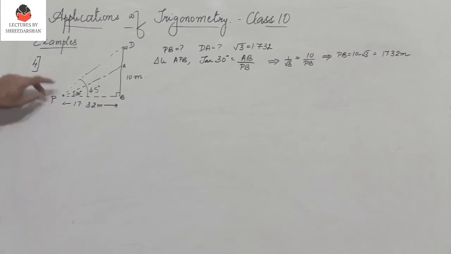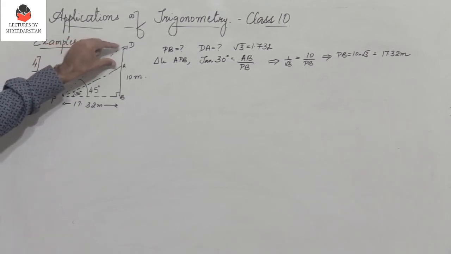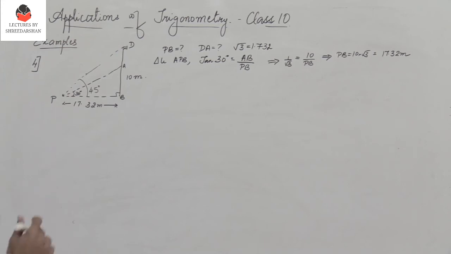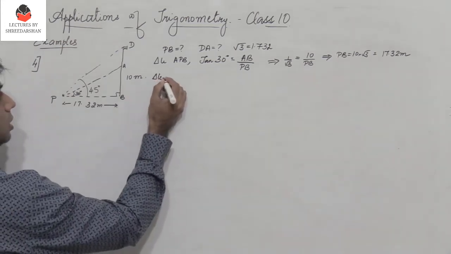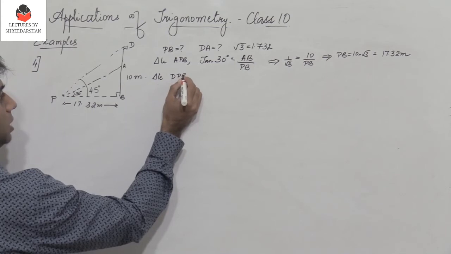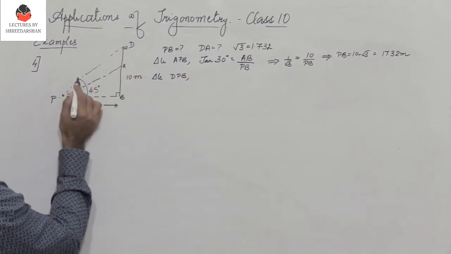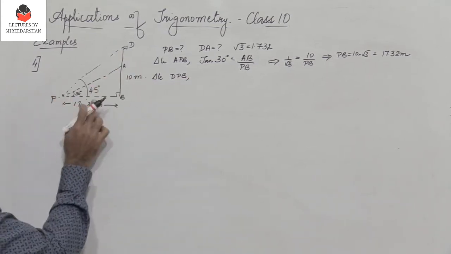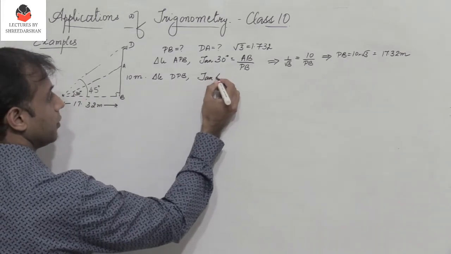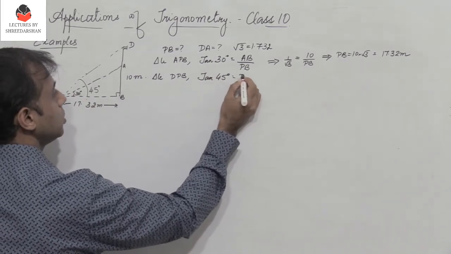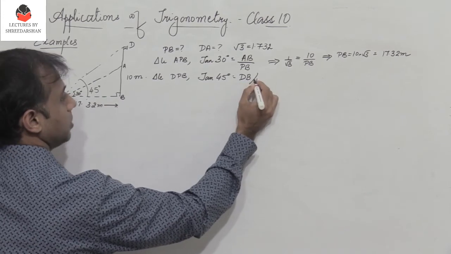So after that, we need to find the length of AD, that is the flag post. Now let me consider the triangle DPB, the right angle triangle DPB. So now the angle is 45 degrees, angle P. So I have tan 45, which is equal to DB divided by PB.